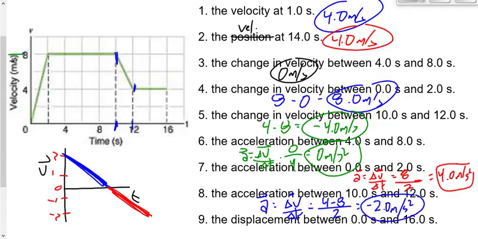They're both negative accelerations though, right? They're both negative accelerations. One is speeding up, one is slowing down. One is speeding up in the negative direction or slowing down in the positive direction.